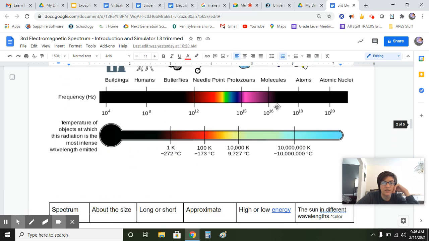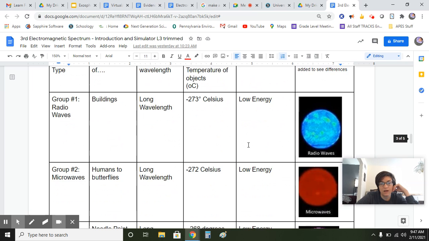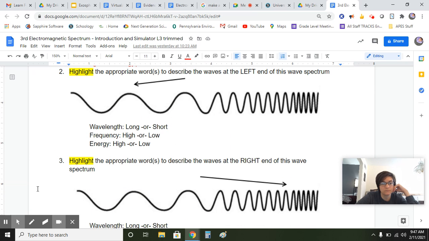So if I go up here, I change the wavelength. If, just like we did in our bell ringer, I take this wavelength and I stretch it out or make it longer, it's going to change the energy, okay? Or type of energy.